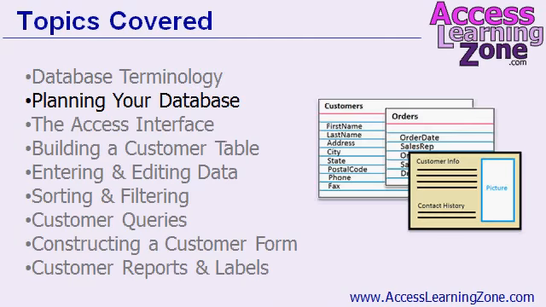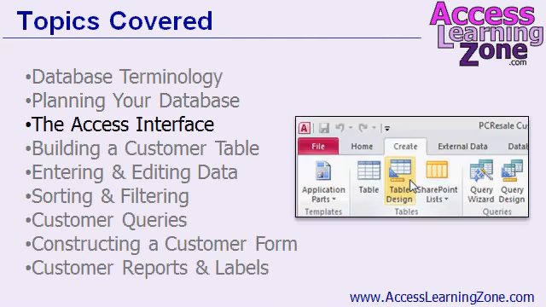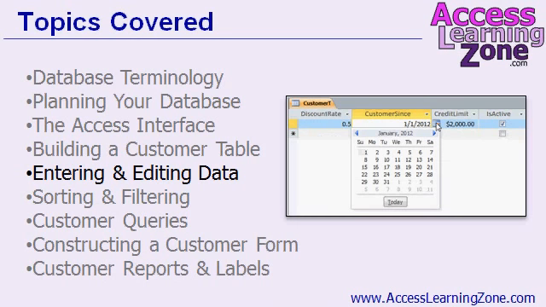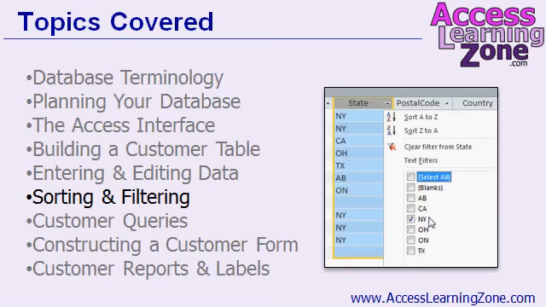You will learn how to properly plan out your database and determine what different tables, queries, forms, and reports you'll need. We'll go over the Microsoft Access design interface, including the new ribbon menu. You will learn how to build your very first table to track customers. You'll learn about the different types of data that you can store in table fields, and about primary keys. You will learn how to enter data into your table, edit that data, and how to work with records. We'll see how to sort and filter our data.